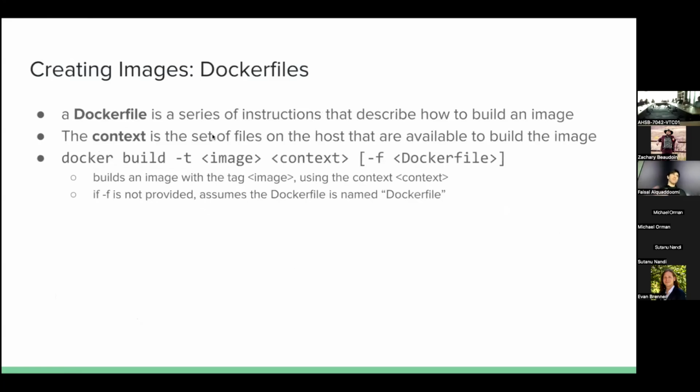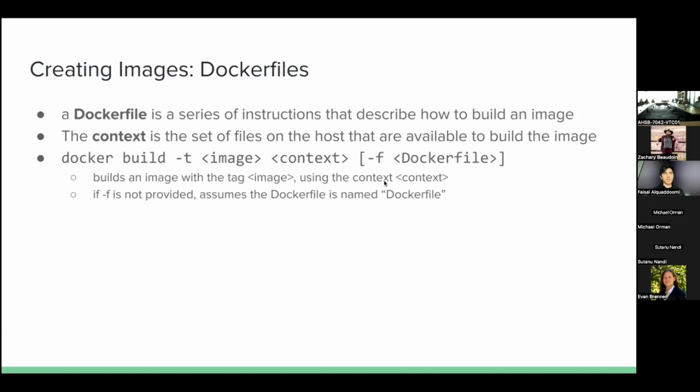So we've talked about getting images. Now let's talk about creating images. And you create images via Dockerfiles. A Dockerfile is a plain text file. It's a series of instructions that describe how to build an image. And when you build an image, there's also this concept of a context. This is a folder on your host from which you can copy files into the image. Anything outside of the context, like a parent folder, is inaccessible. So you should be careful to define what your context is. Also, the context gets copied into the Docker daemon.